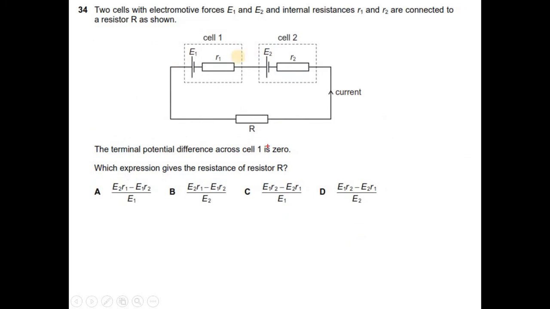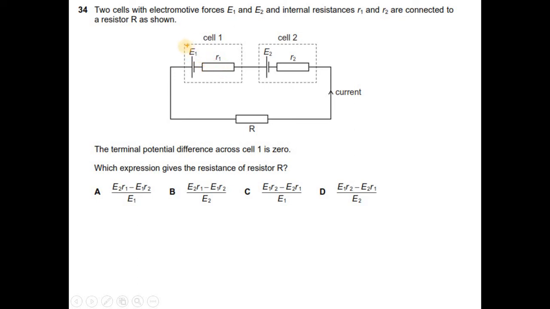Two cells with electromotive force E1 and E2 and internal resistances R1 and R2 are connected to a resistor R as shown. The terminal potential difference across cell 1 is 0. Which expression gives the resistance of resistor R? It is a little tricky question, but let's see. If you see, we have internal resistance and EMF.